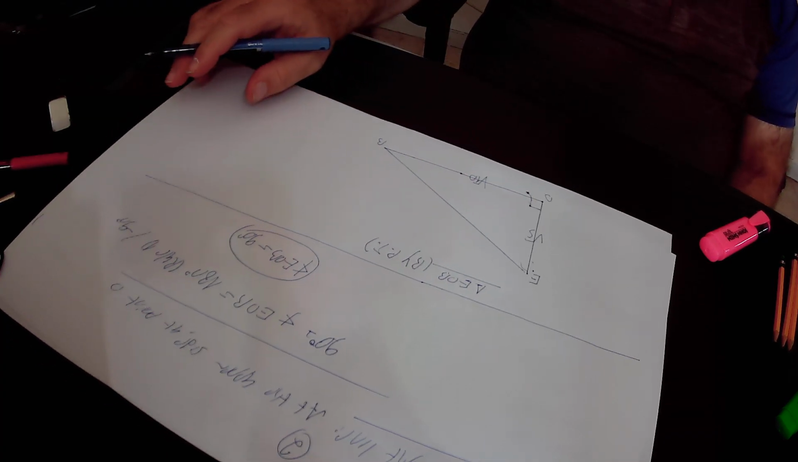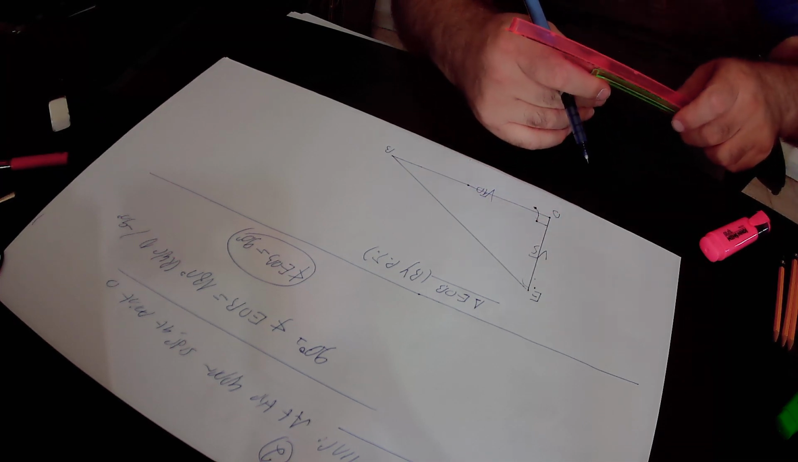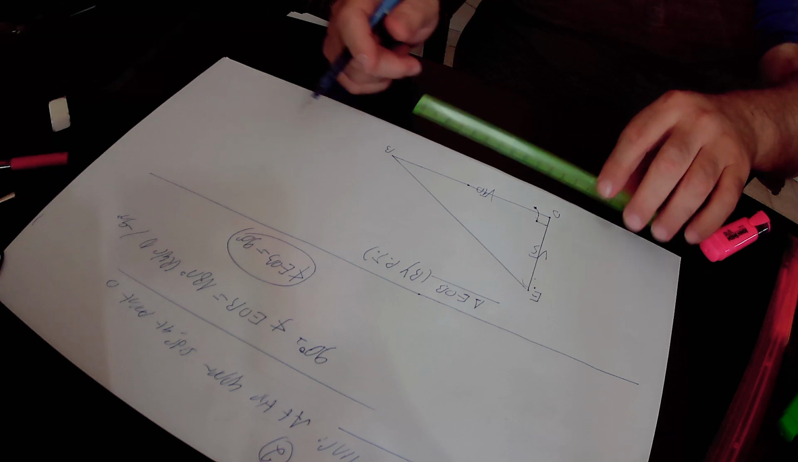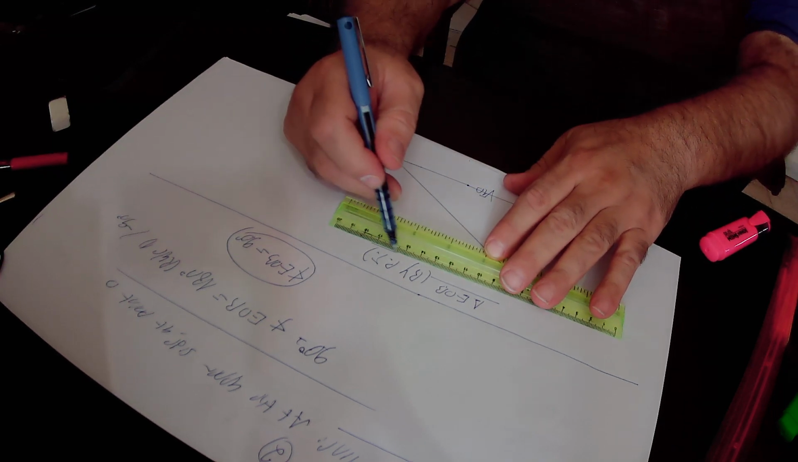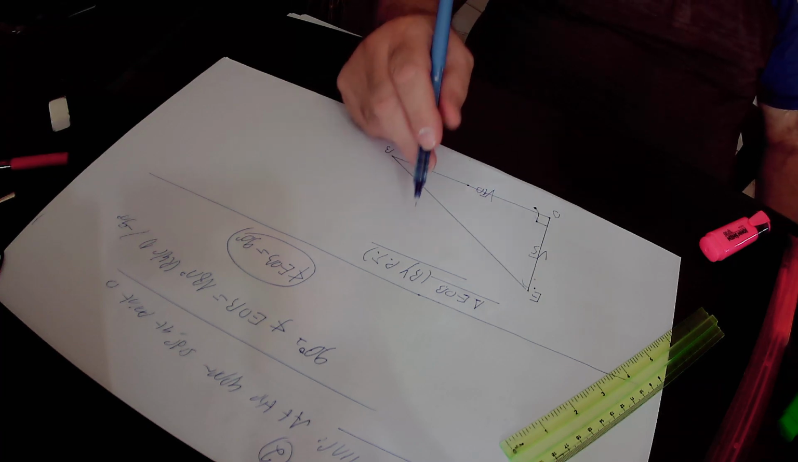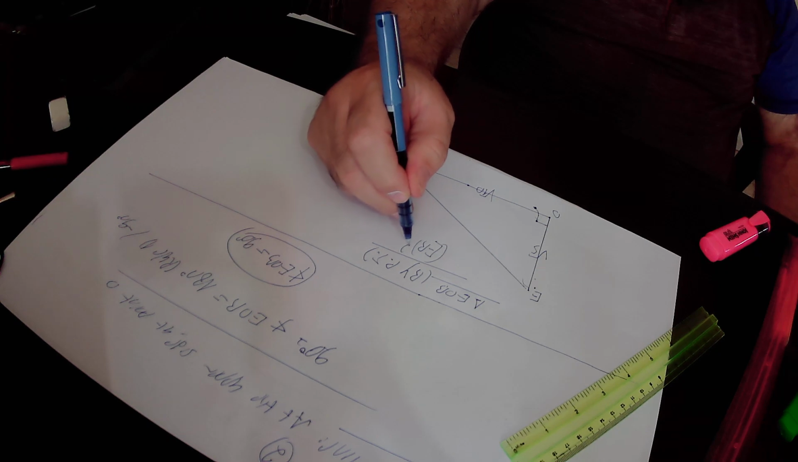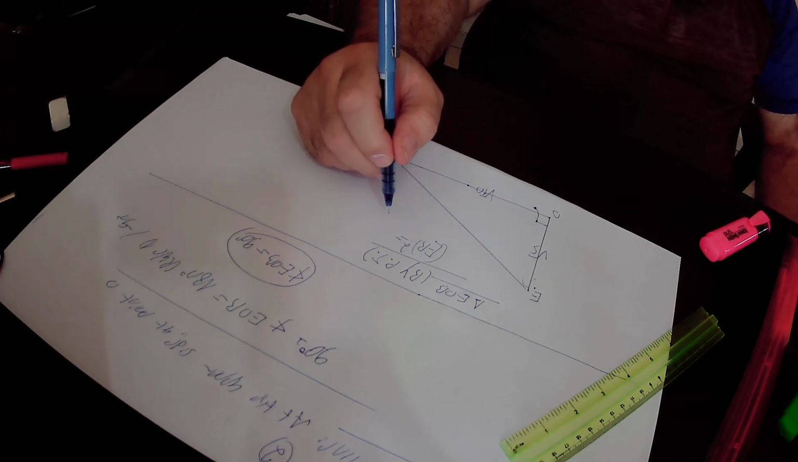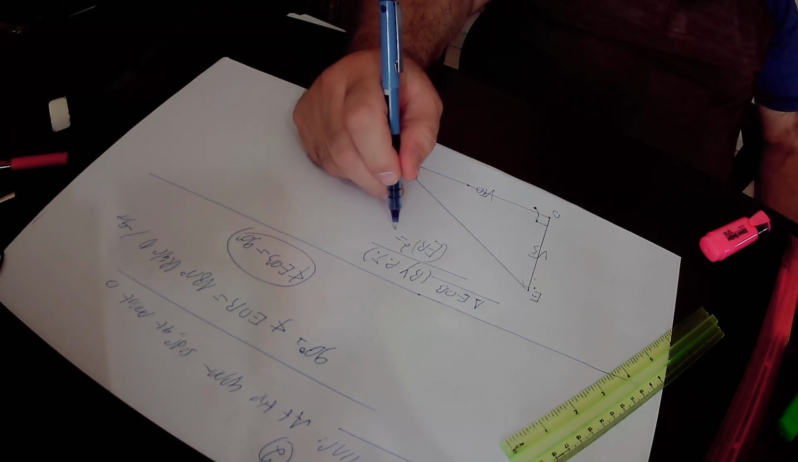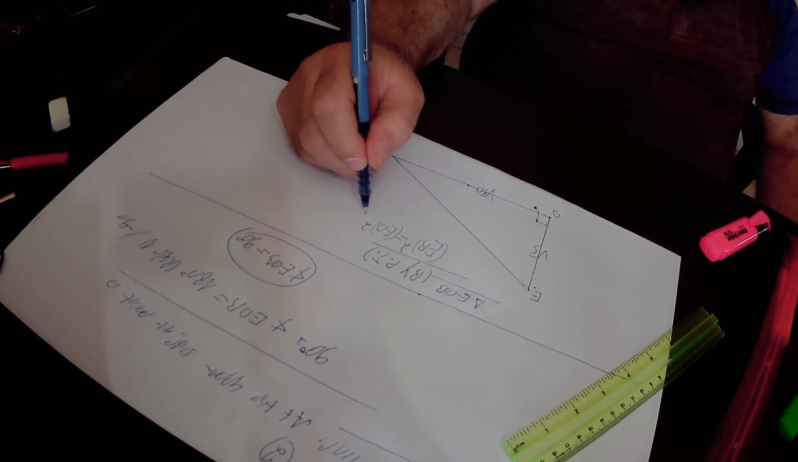According to the Pythagoras theorem, in any right triangle, the square of the hypotenuse equals the sum of the squares of the perpendiculars. The hypotenuse is EB here, therefore the square of the hypotenuse is EB squared, and it must be equal to the sum of the squares of the perpendiculars, that is to say it must be equal to EO squared plus OB squared.